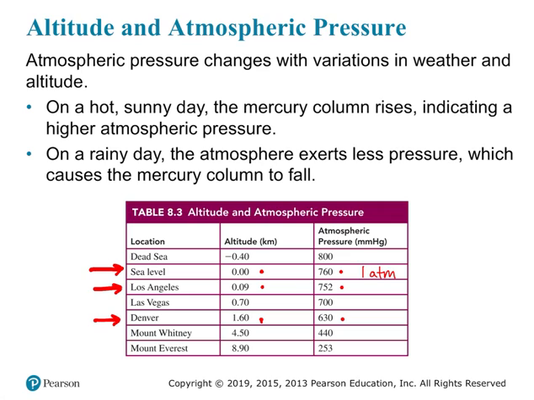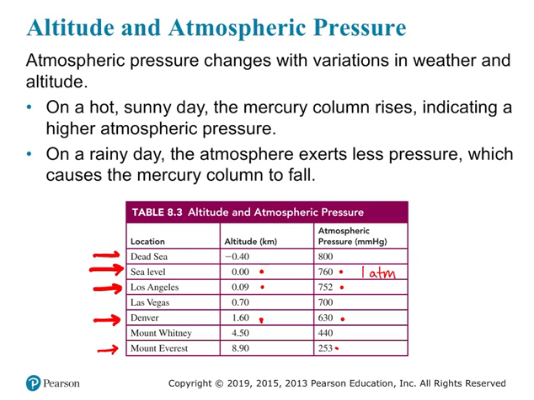And Los Angeles is a little bit higher than sea level, and you'll notice that atmospheric pressure is a little bit less, at 752. Then if we go to Denver, which is the mile-high city, so it's a mile up, atmospheric pressure in Denver is about 630 millimeters of mercury. Now Mount Everest, which is super tall, the atmospheric pressure at the top of Mount Everest is 253 millimeters of mercury, so that is an extremely small pressure, at least compared to sea level.